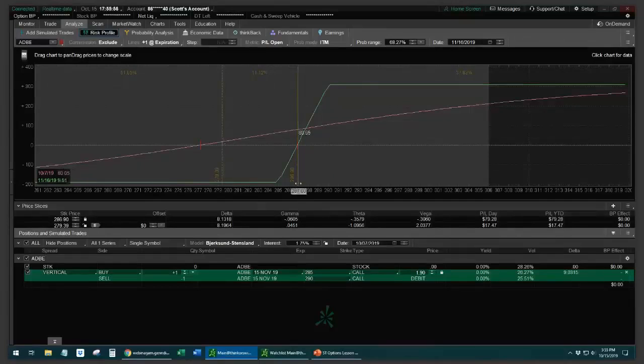If it goes to our break-even point of 286.90, we don't make any money, but we don't lose any money. If it goes at or above our 290, we make all of the money that we can, as long as we're before the expiration date. That's how you read this green line.